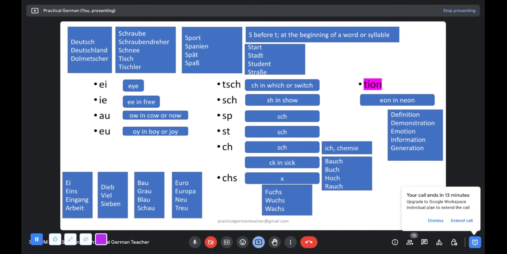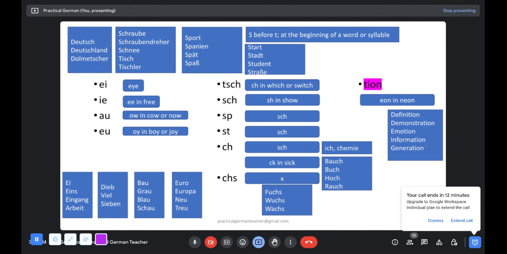Let's see if someone else can read. Suraj, do you want to go ahead? Definition, demonstration, emotion, information, generation. So yes, better, but not exactly. So this is how you read it. It's difficult to explain, but very easy to understand. Definition, demonstration, emotion, information, generation. Try to practice them, guys. As I said, it's difficult to explain. It should be like "tsion": definition, demonstration, emotion. Is it clear what is happening over here?